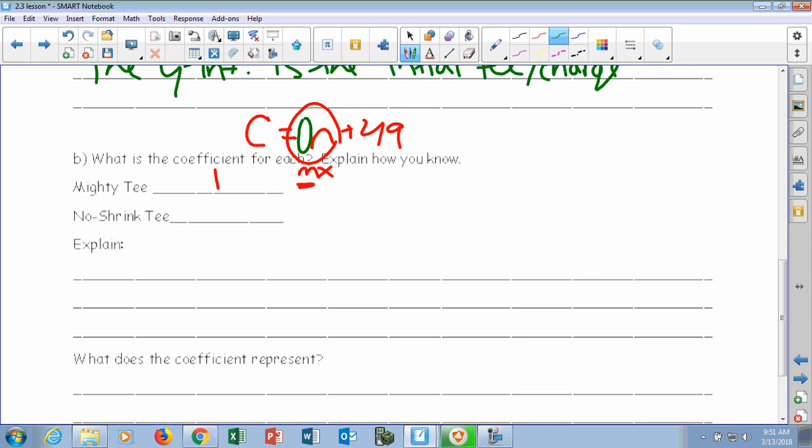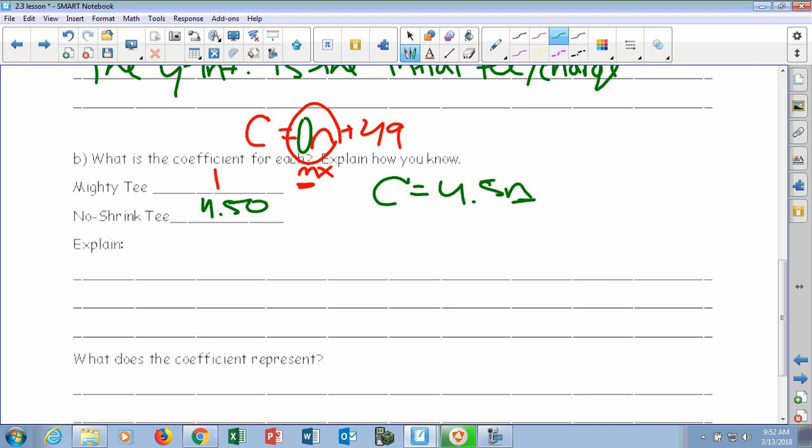Oh, okay. And then the no shrink t. Anthony, no shrink t. The coefficient. It's $4.50. Okay. $4.50. And again, how did you find that? So you looked at the equation C equals 4.5n, and you looked at where your m was because you knew the m was a coefficient. So every time they ask for our coefficients, we look for our m, which is before our x. In this case, our x is n, so before your variable.